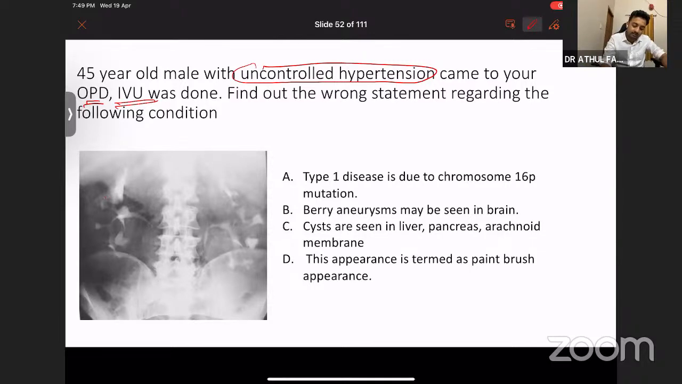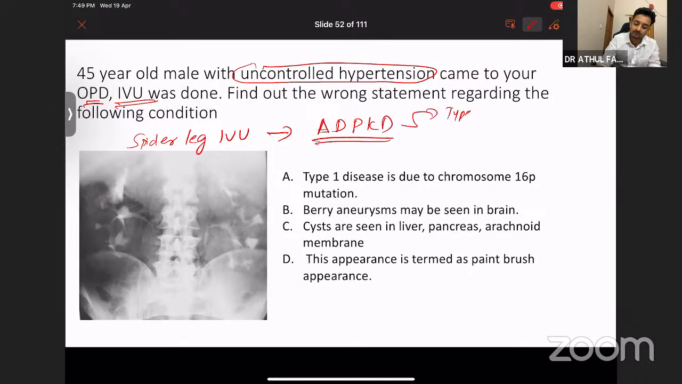See, you can see there is multiple splaying of the calyces, okay? So you should make the diagnosis with the help of the image. So this is known as the what? Spider-leg appearance. Spider-leg appearance in IVU is seen in none other than ADPKD. There are two types of ADPKD, type 1 and type 2. Type 1 is because of a mutation on chromosome 16p.